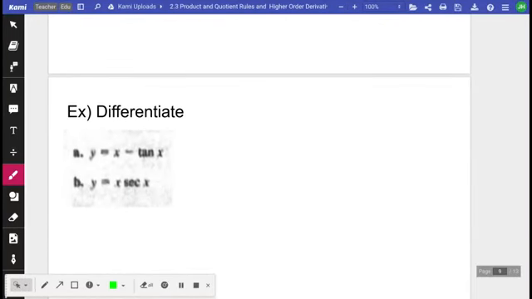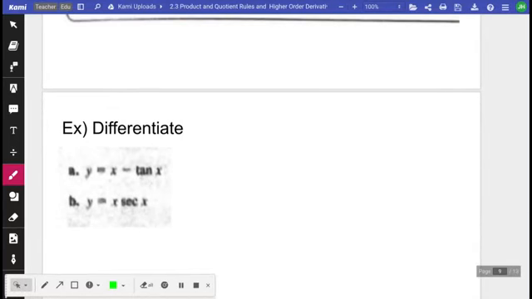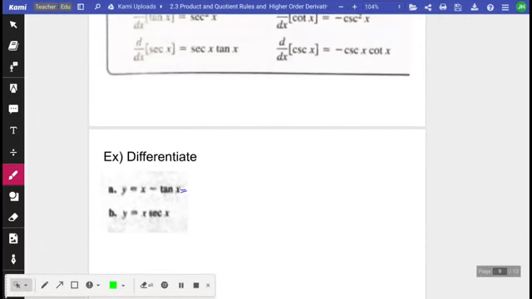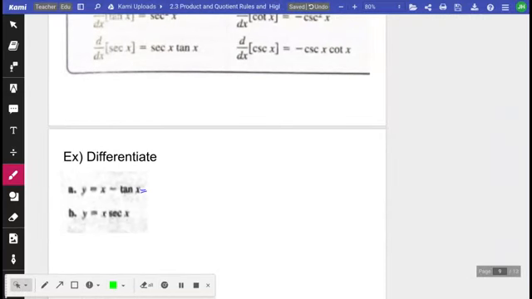So we're going to differentiate these. A little hard to read. y equals x minus tangent x. Okay, so if we're doing that, the derivative, hold on, my computer is being weird. Okay, so we know the derivative of tangent is secant squared x. So if we're doing the derivative dy over dx, it's going to be the derivative of x first, which is just 1, minus the derivative of tangent x, which is just secant squared x.